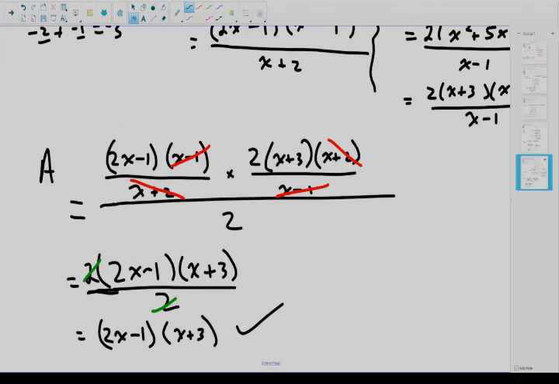And I believe that was the last question of the homework. So if you struggled with any of the questions, I hope that helped. I hope that the answers are correct as well.